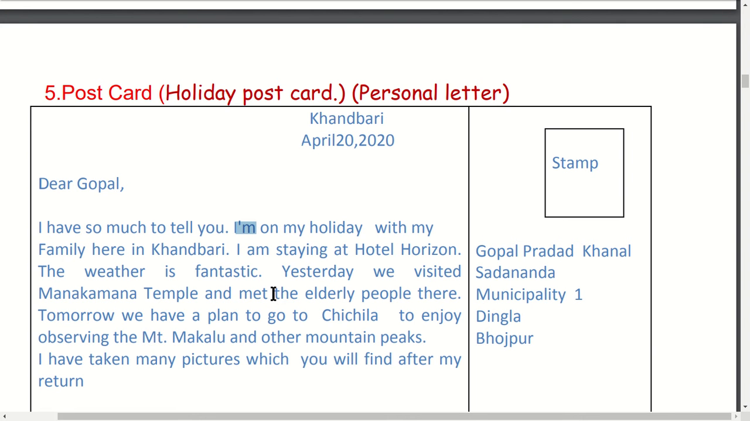This is an example I have given here. Yesterday, what did you do? You can write something like this: yesterday we visited Manakamana temple. And what did you do there? Met the elderly people there. You did some more, but because I have to write in short, I have no time.